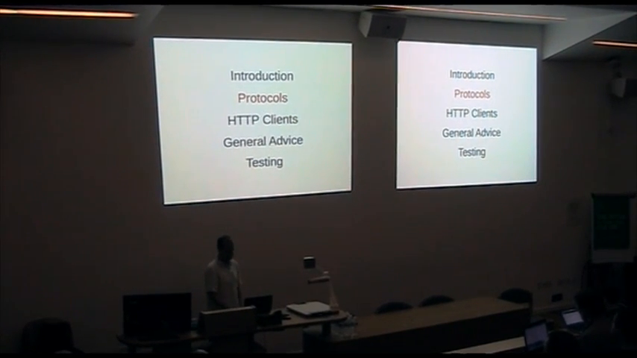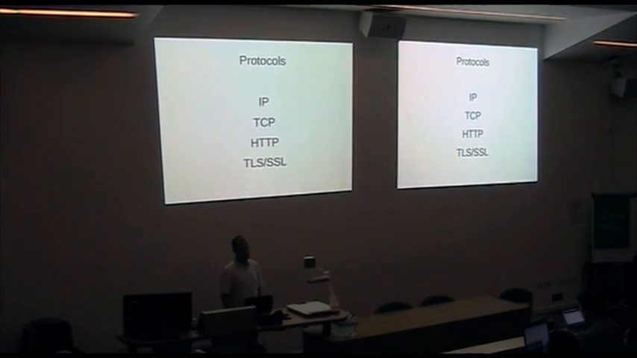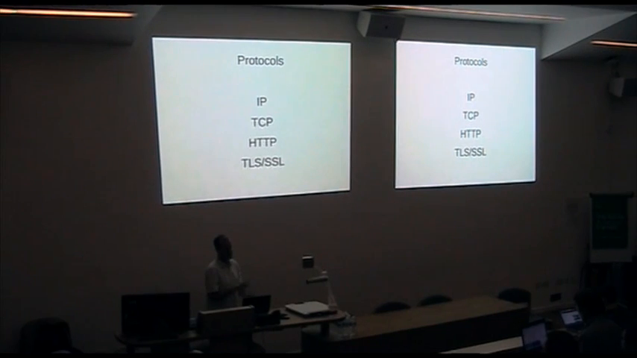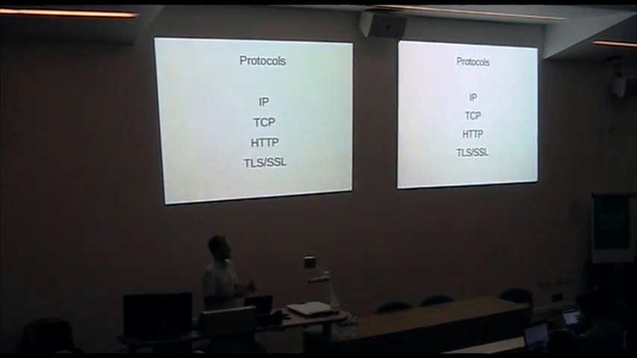So let's start by looking at the protocols. So we've got the lowest layer, the IP, the Internet Protocol, TCP, and then HTTP. There's also TLS and SSL, which kind of sits between TCP and HTTP. But in terms of explanation, I'm going to go through it in this order, because I think it helps build the understanding of the different layers on top of what's come before.